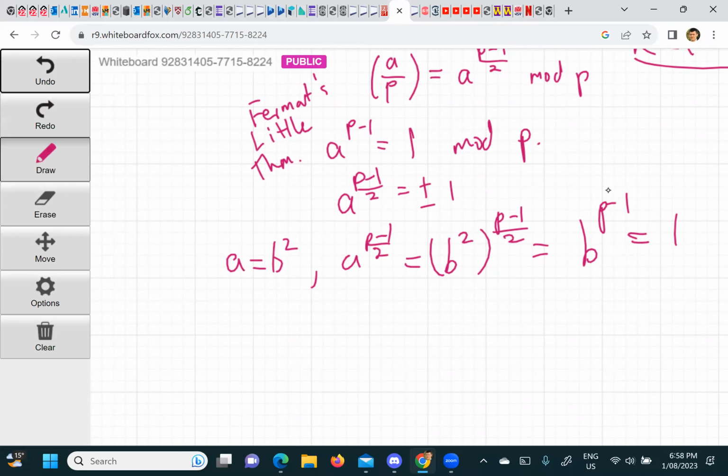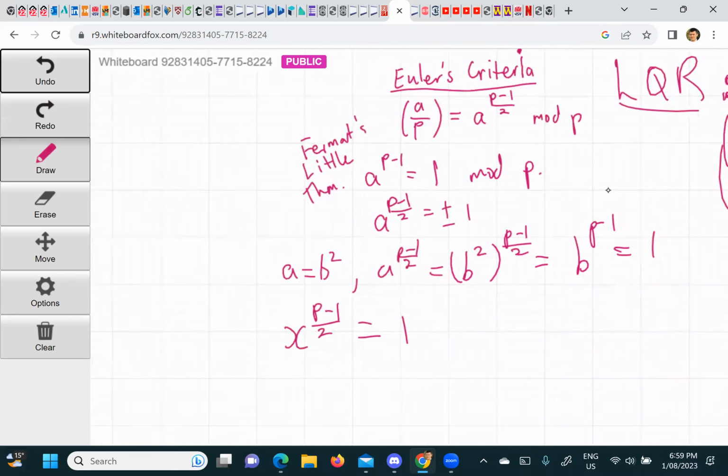All the squares have to output 1, and there are a lot of squares. So all the squares satisfy this equation equals 1. But that's a polynomial equation, so it can only be satisfied by (p minus 1) on 2 things. And there are exactly (p minus 1) on 2 squares, because the squaring function is exactly 2 to 1 when you exclude 0. So only half the things are squares. That means the other half, the non-squares, have to give out minus 1. That's Euler's criterion done.